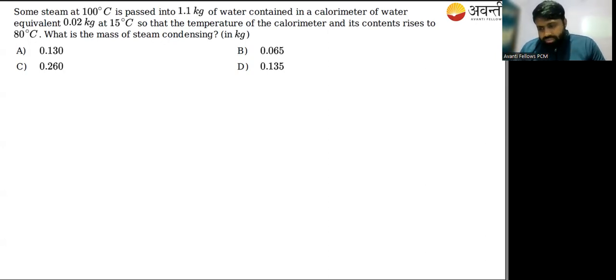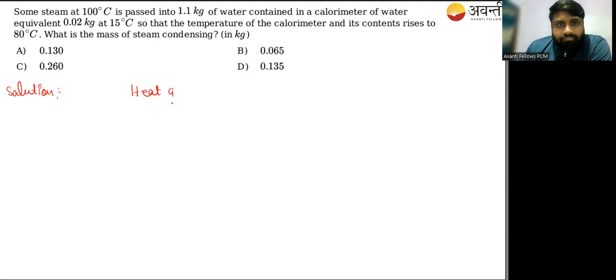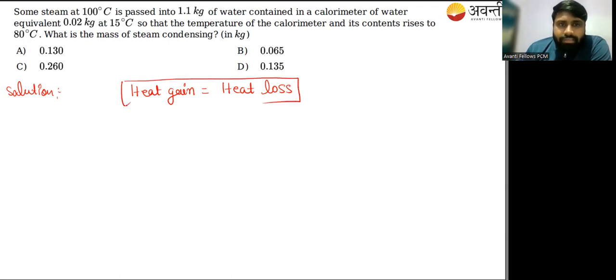So this type of question is a favorite question from calorimetry. Okay, from thermal properties of matter, there is a specific topic, calorimetry. The principle of calorimetry says that heat gain is always equal to heat loss. Okay, this is the principle of calorimetry that we are going to apply here.